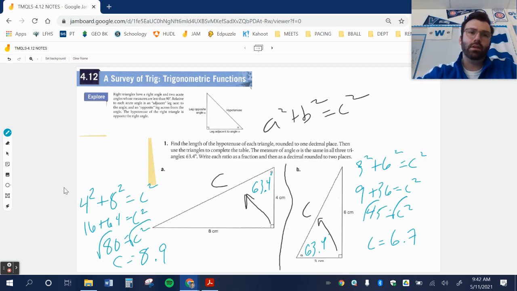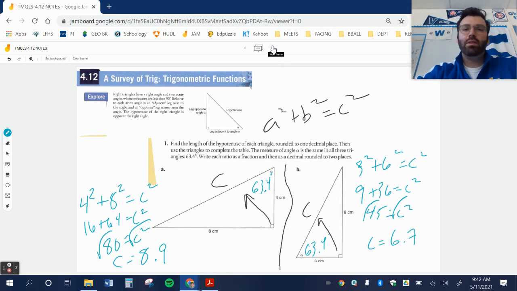All right, let's take a look here. I did 4 squared plus 8 squared equals c squared. Okay, 16 plus 64 is 80. And after I square root both sides, I got 8.9. Same idea here. 3 squared plus 6 squared equals c squared. 9 plus 36, which is 45. Square root both sides is about 6.7.